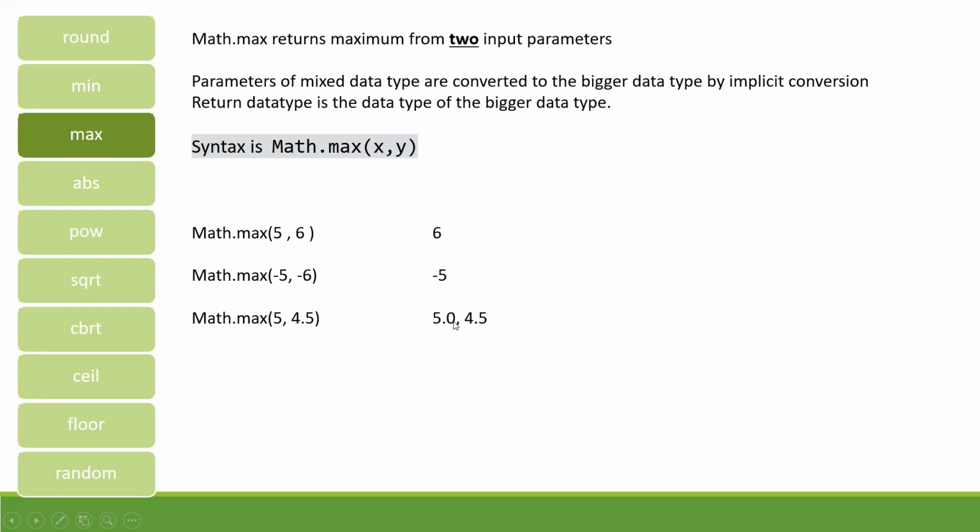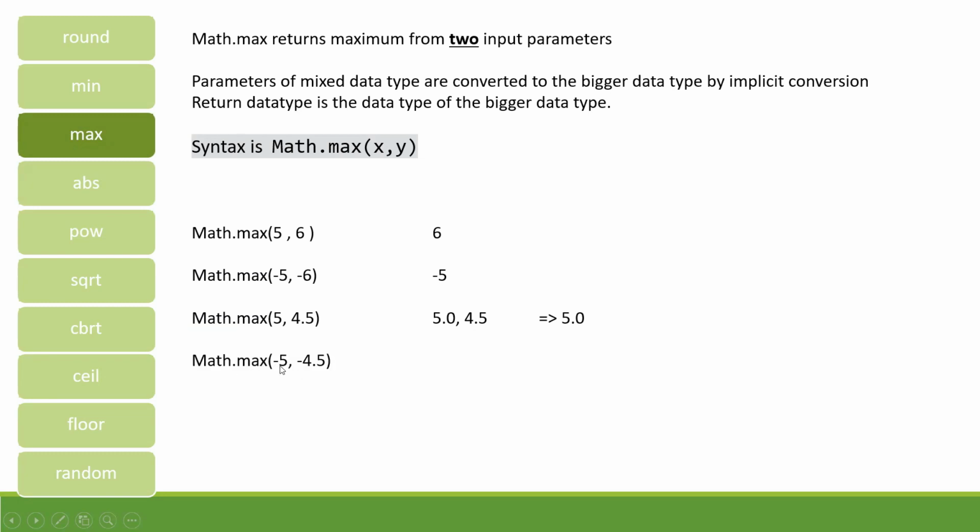5 will be converted to double by implicit conversion. It will become 5.0, and the other number remains as it is. Now, which is the higher value among 5.0 and 4.5? The higher value is 5.0. Many people make a mistake here and write 5, and then they lose a mark. So please make sure that before doing the comparison in Math.max, you convert both of them to the same data type.